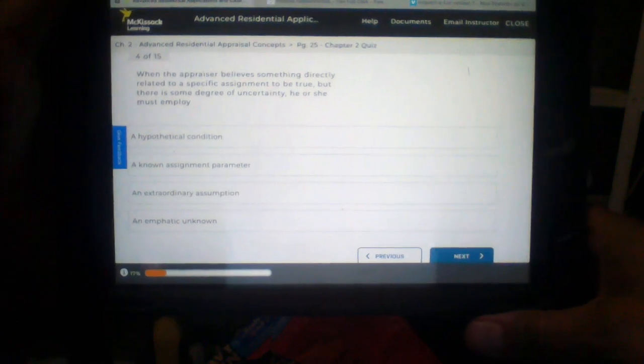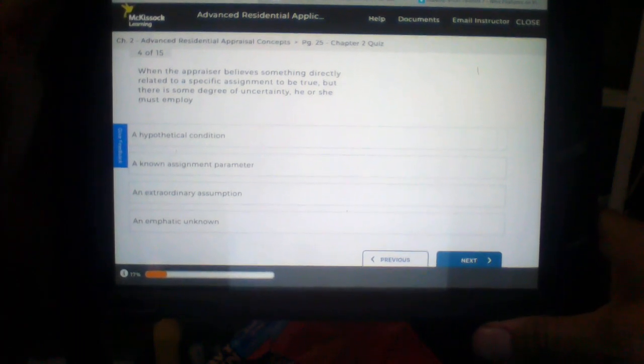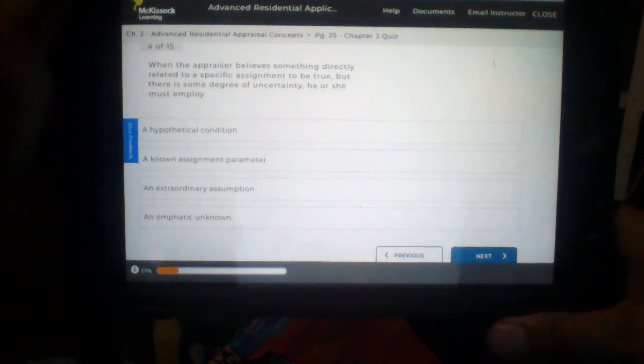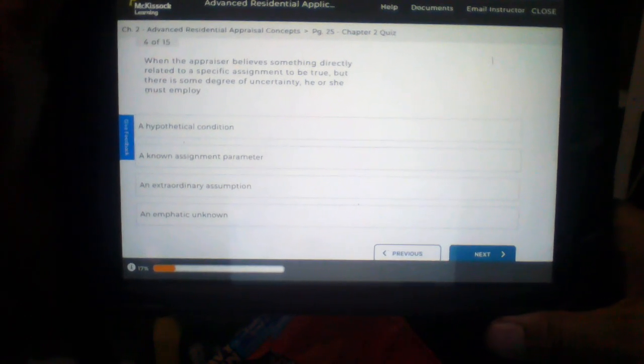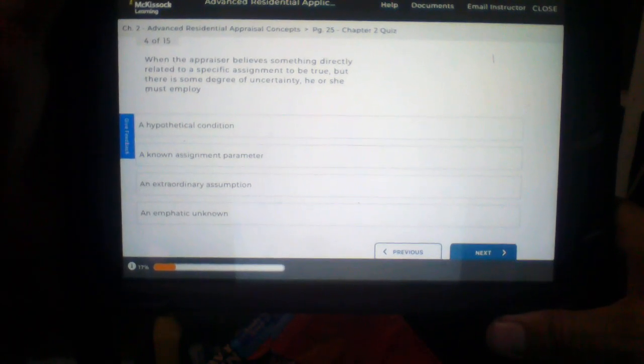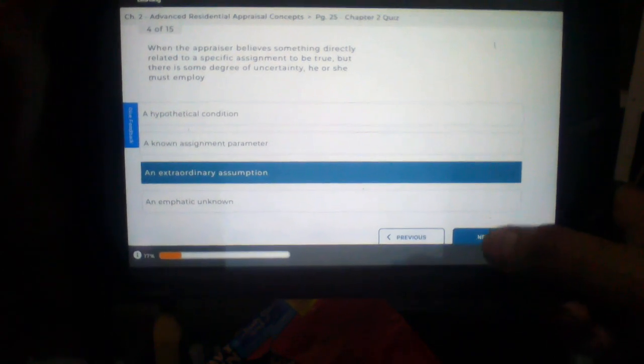Number 4. When the appraiser believes something directly related to a specific assignment to be true, but there is some degree of uncertainty, he or she must employ A. a hypothetical condition, B. a known assignment parameter, C. an extraordinary assumption, or D. an emphatic unknown. I'm going C. an extraordinary assumption.